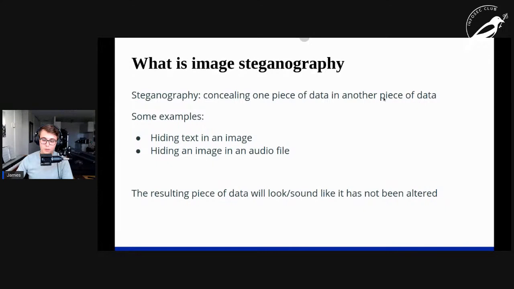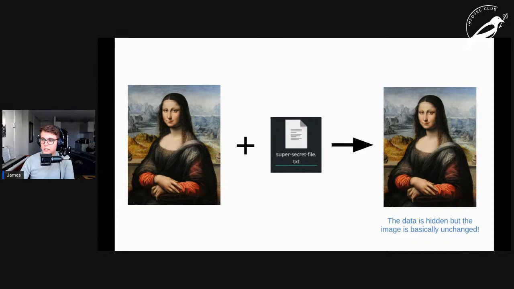So this is what I mean. Let's say here on the left, we have the Mona Lisa. We're going to use image steganography to add the super secret file.txt. This could contain any information. And the result is this. As you can see, compared to the unprocessed image, it looks pretty much exactly the same. But the data is hidden in there. So in order to extract this data, you have to know how it was added into this image, and so you have to use some tools to extract it.